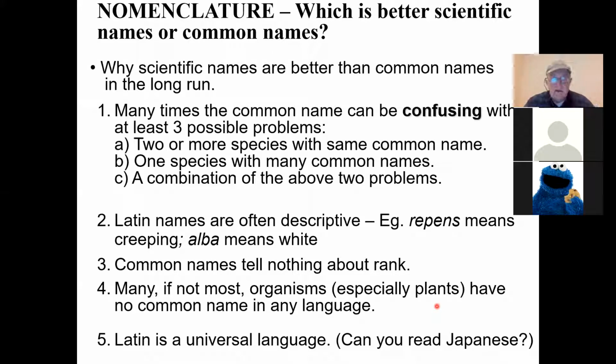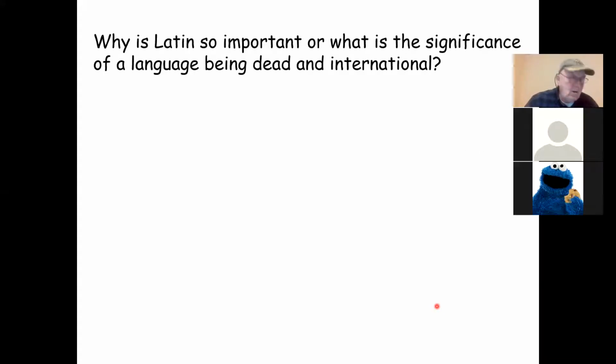Now, Latin is a universal language. Can you read Japanese? Why is Latin the language that the code picked to use? Well, for two reasons. It's a dead language, and dead languages don't change much at all. And it's also an international language. Before I talk about that, what do I mean about not changing? In English, we're always coming up with new things. When I was growing up, we used to use the words to and too, and guess what's replaced them?